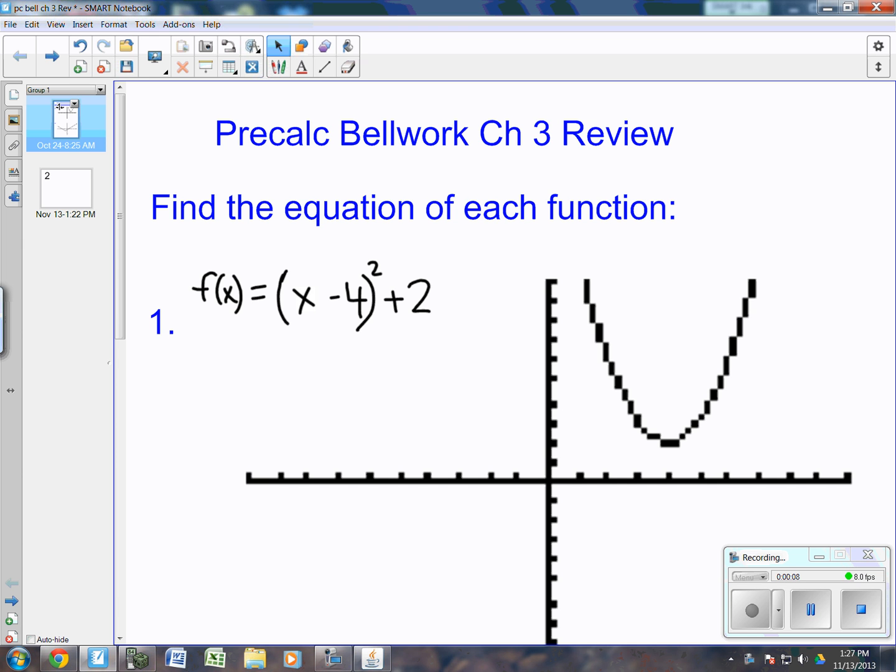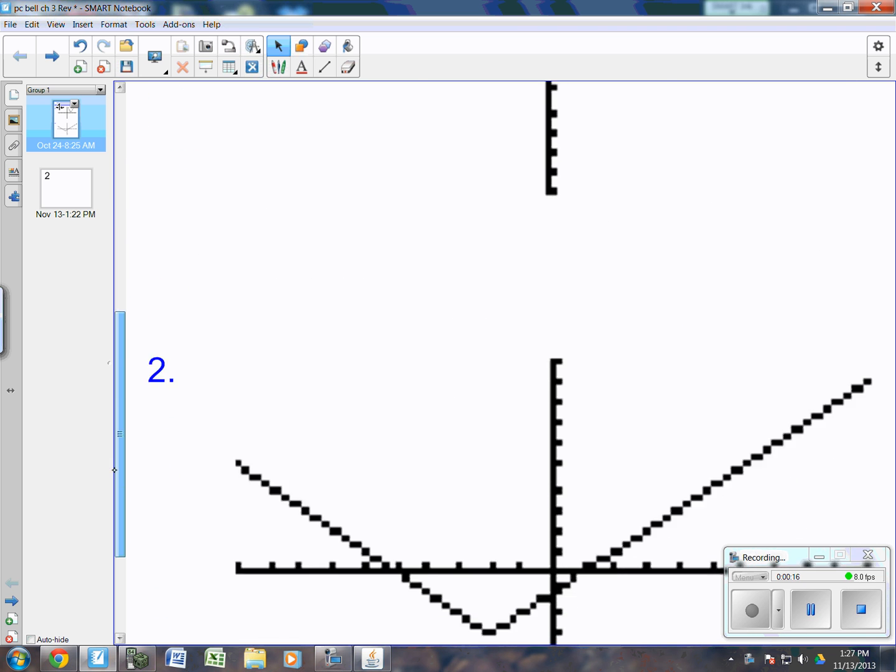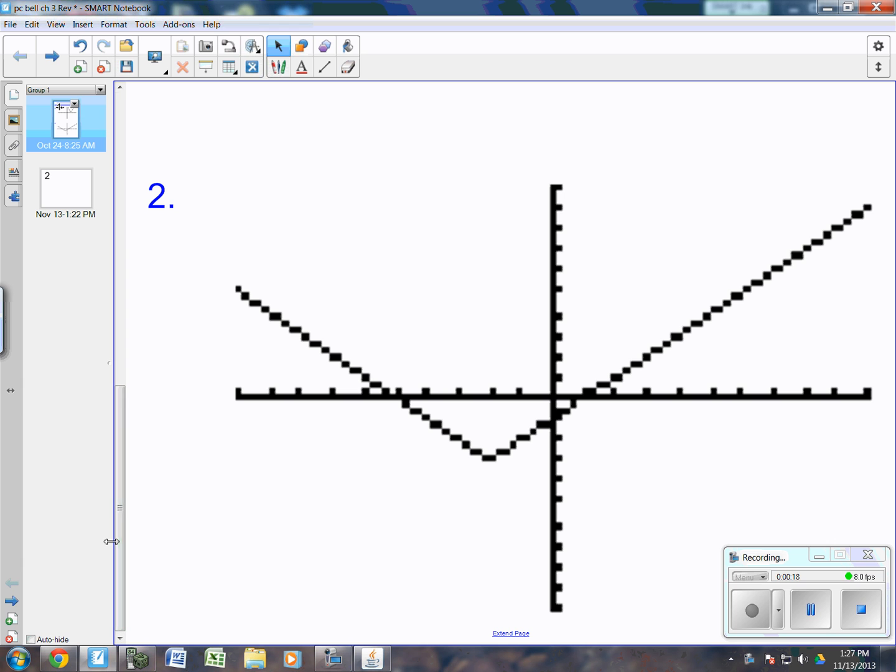Okay, so this was our first problem. You got that one for your bell work. Here is problem number 2. Now we're going to do the quiz trade again. I want you to write your answer on the board, and then I'll spin the spinner and we'll see who's got it. I'm going to just do a review. See if you can write the equation for this. Talk about it in your groups. Help each other out.